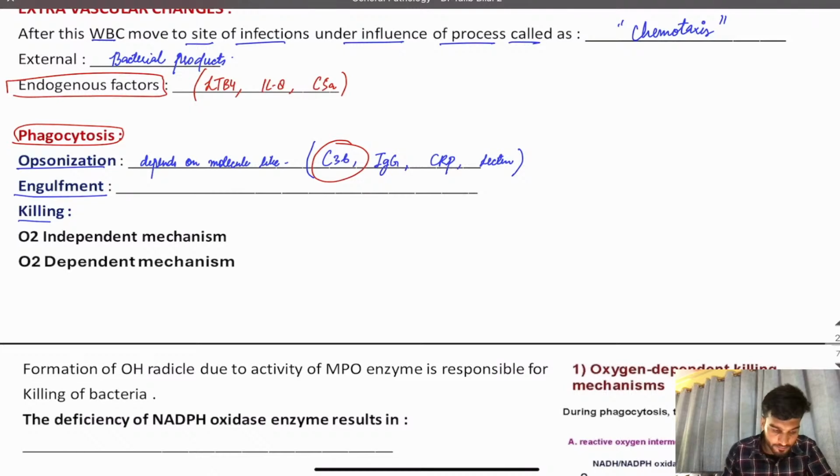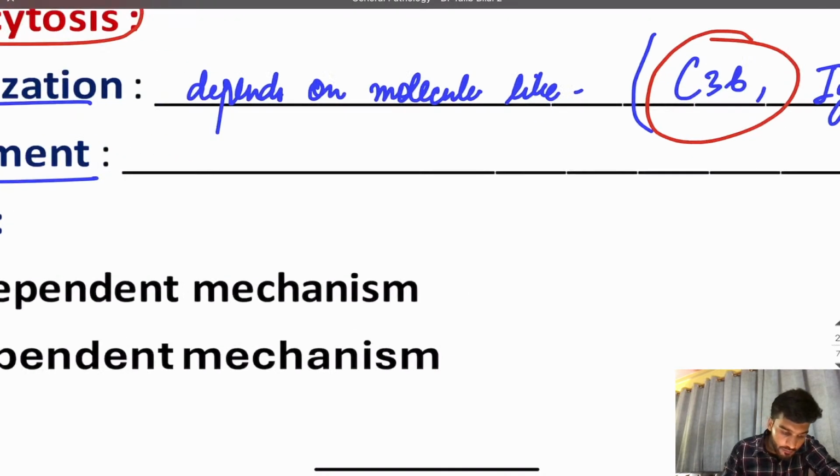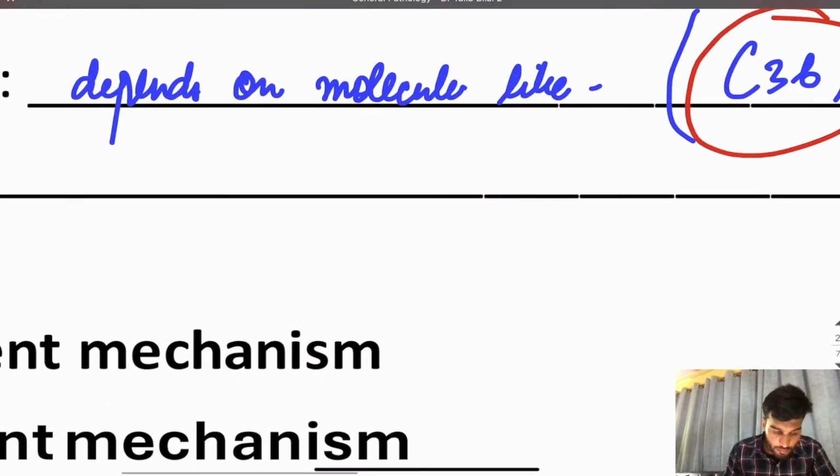Then guys, engulfment. There will be engulfment of the particle by the WBC with the help of active polymerization.